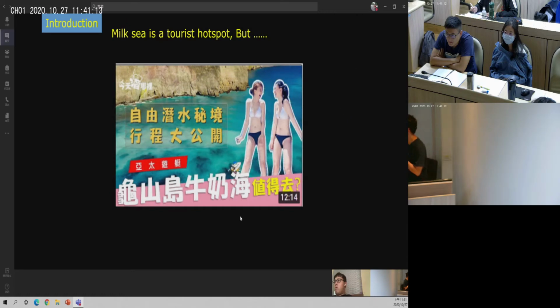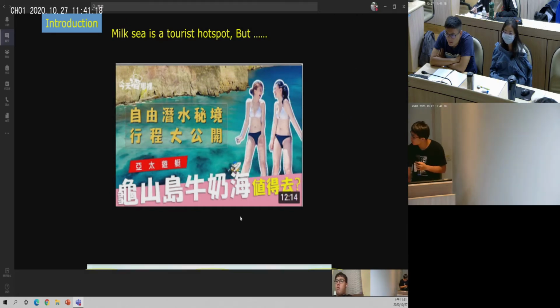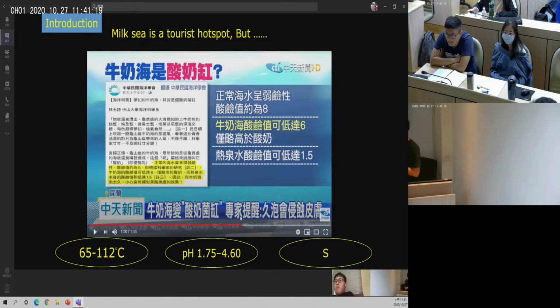First, we know the Milk Sea is a hotspot in Kueishan, but we know about the Yushih that is very hot, very acid, and full of sulfur.